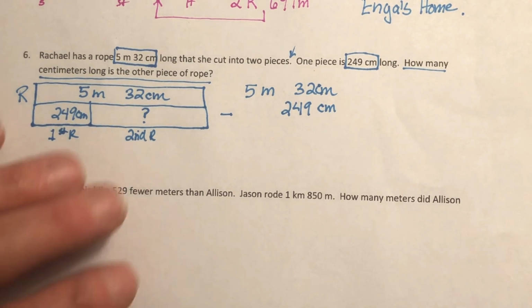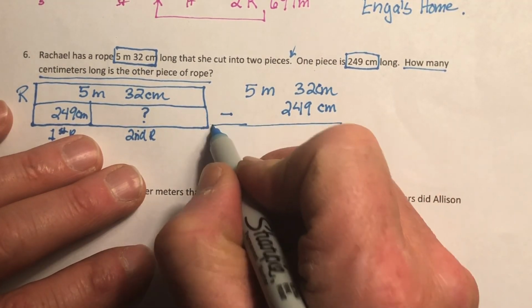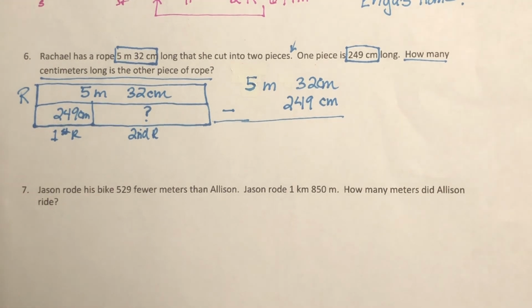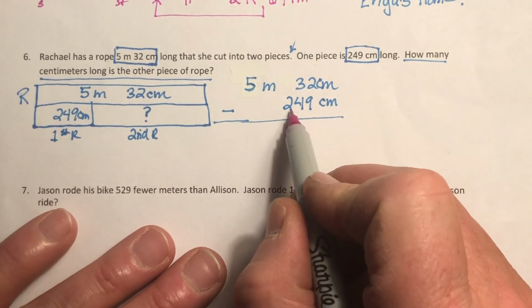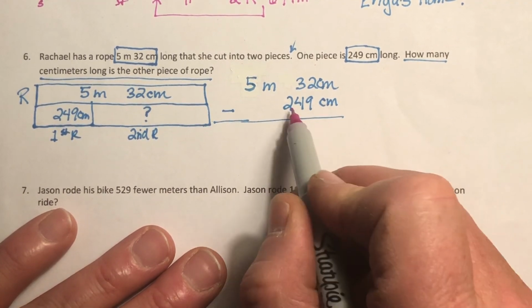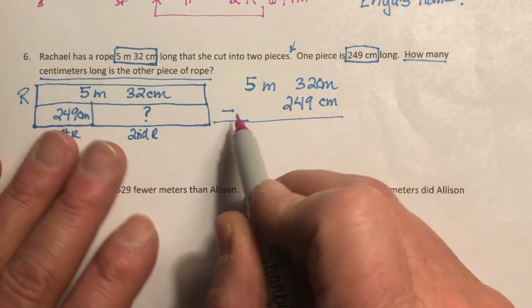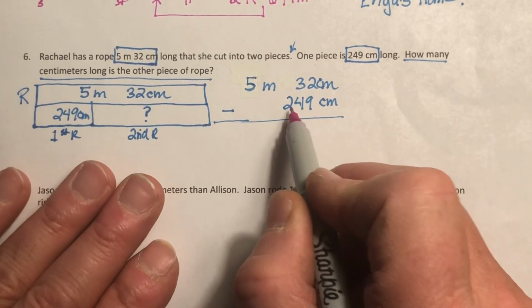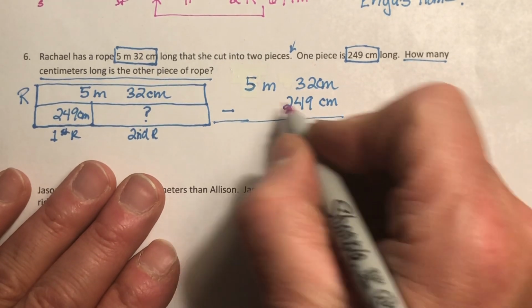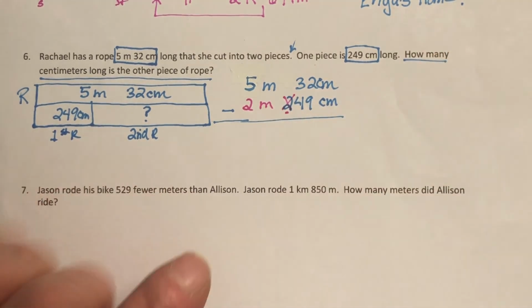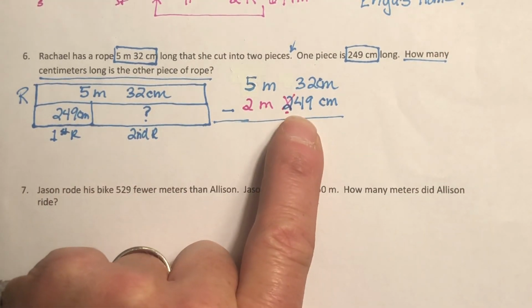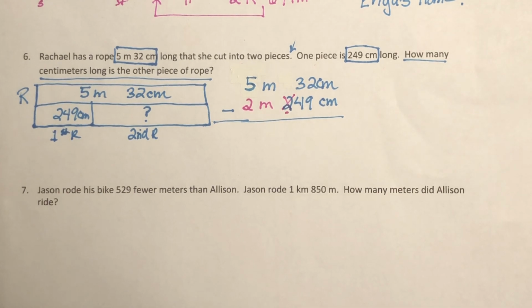So let's do that. Let me write down my line. Get that going here, okay? So this is what we have. We have 5 meters, 32 centimeters, minus 249 centimeters. So I'm noticing right off the bat that I'm going to take these 200 centimeters right here. See how this is 249 centimeters? I'm gonna make some meters out of that, okay? So I'm gonna take these two and make these 2 meters, just like that. So I'm gonna cross this out and make that 2 meters. So I'm left here with 49 centimeters. See how that works? Okay.